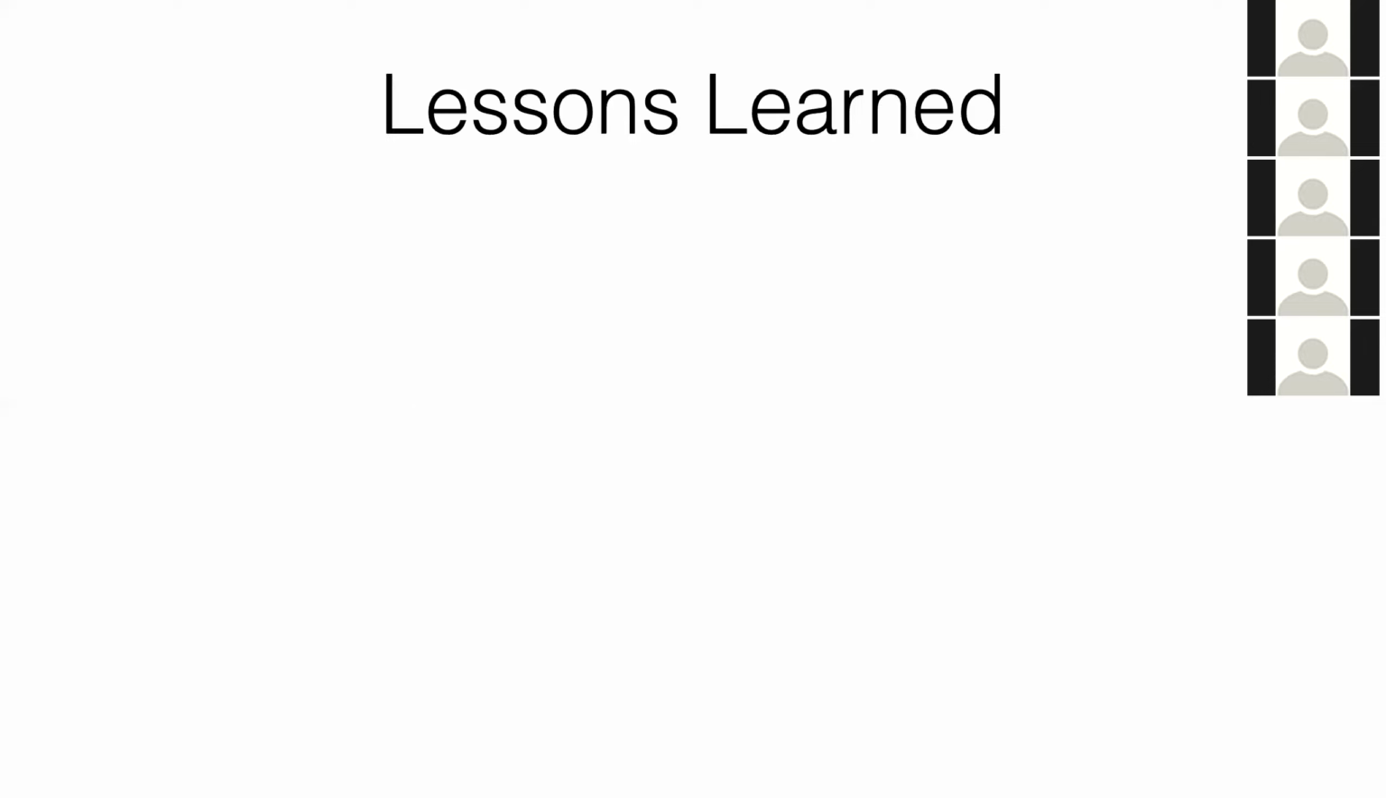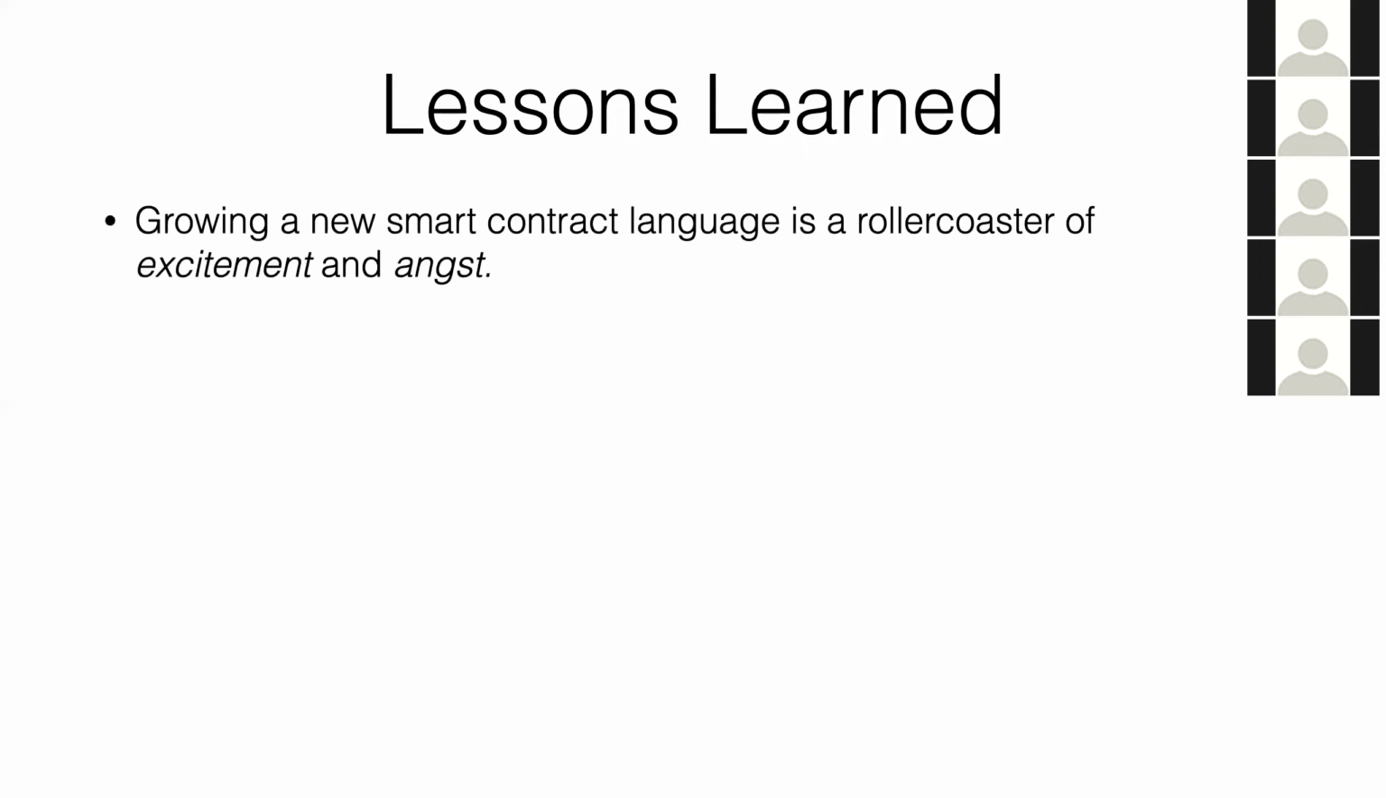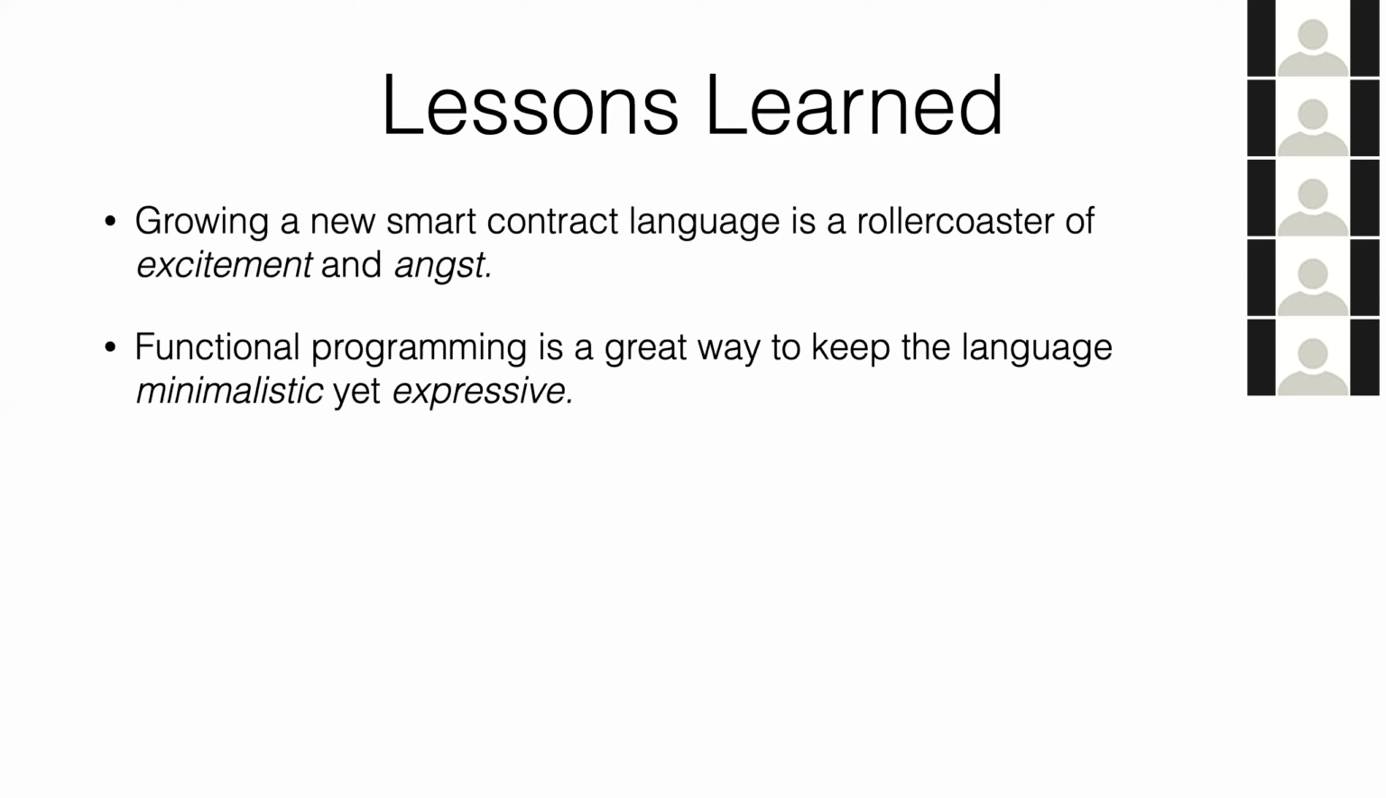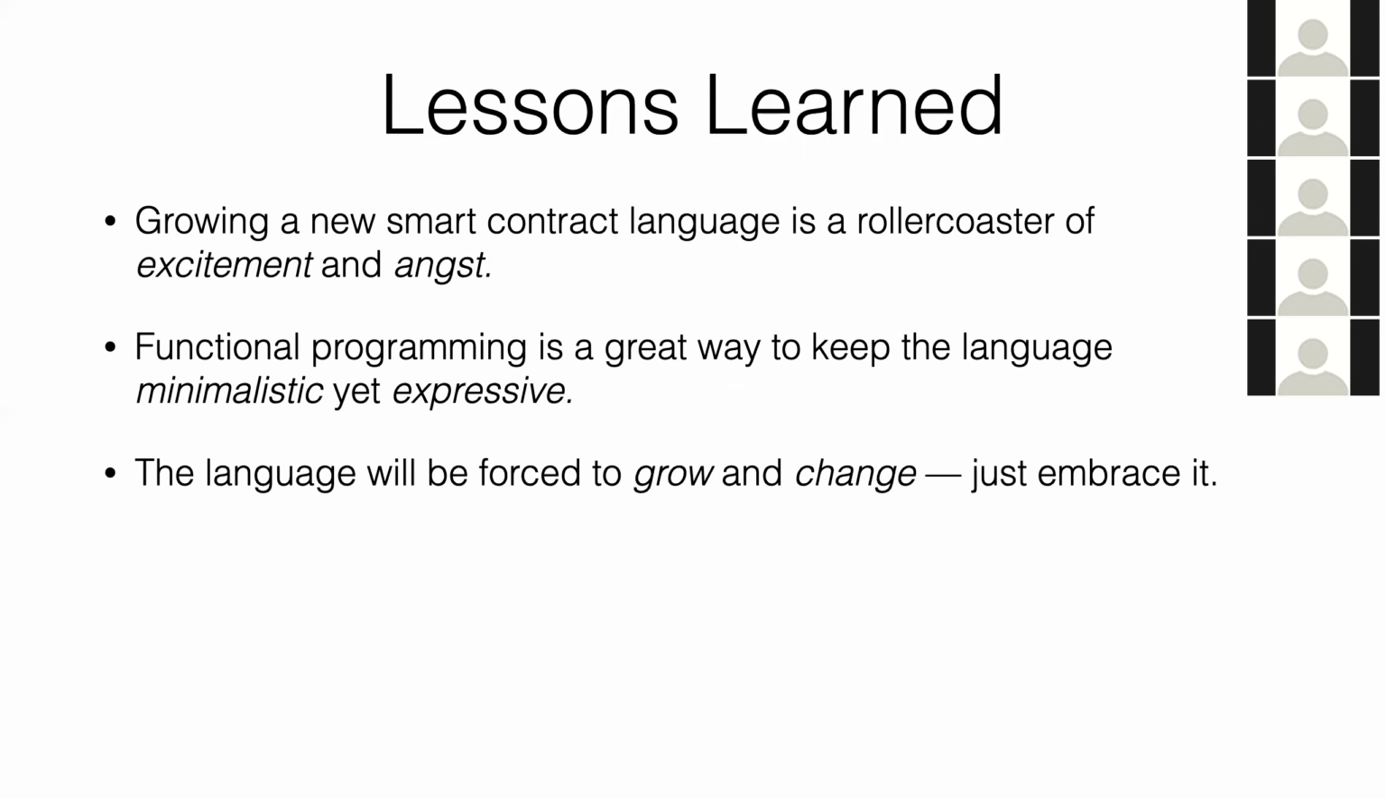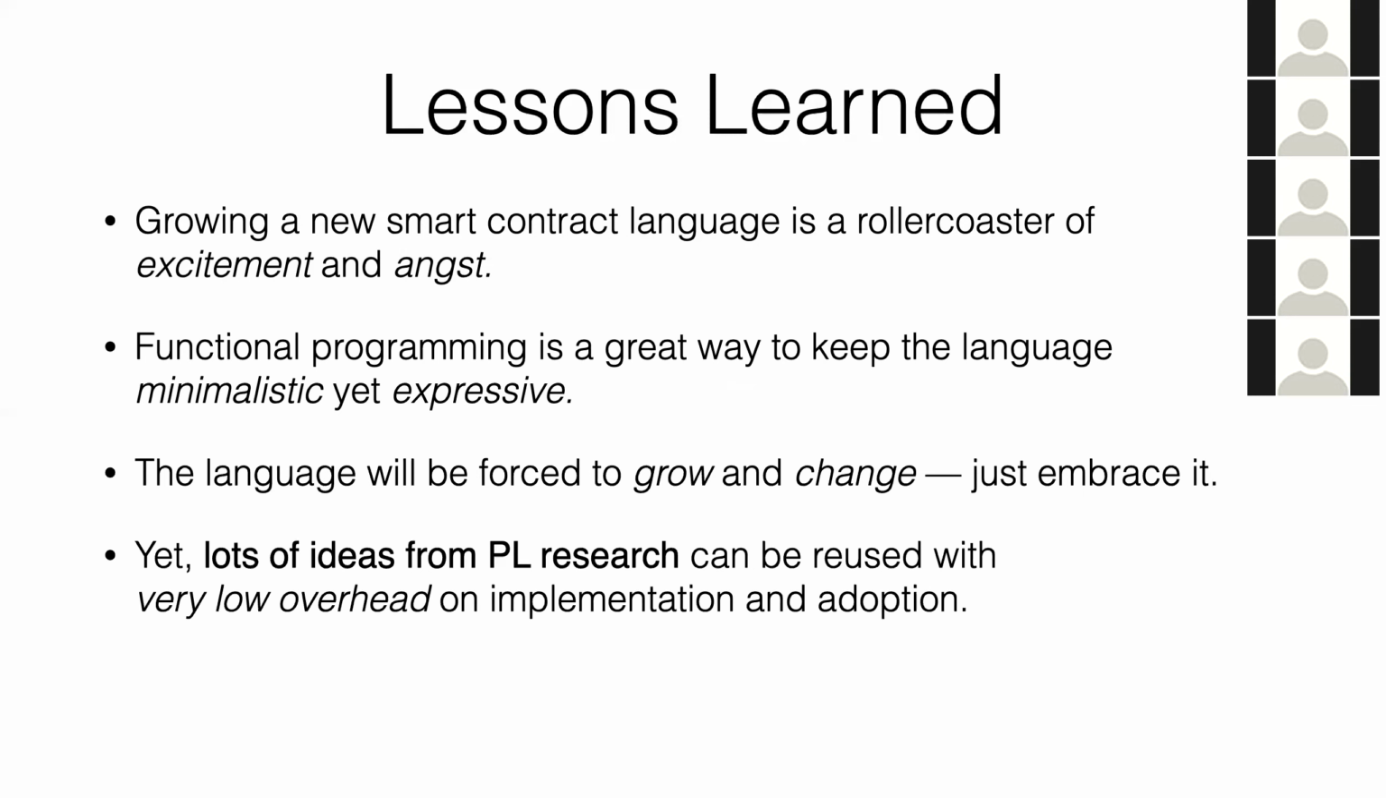All right, I think we're approaching the end of this talk. Let me conclude. Designing a programming language for safe and scalable smart contracts from first principles was quite a roller coaster, a mix of excitement and angst about the design choices that we have made. One of the key insights that enabled it is the science of functional programming. If you know languages like OCaml and Haskell, it usually gives you good ideas for how to keep your language minimalistic yet expressive. The language inevitably will grow and change, and this is something that we had to embrace. So we eventually engineered a process in which we can add more features to the language without breaking backwards compatibility.